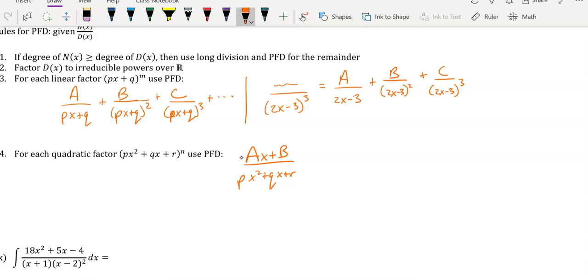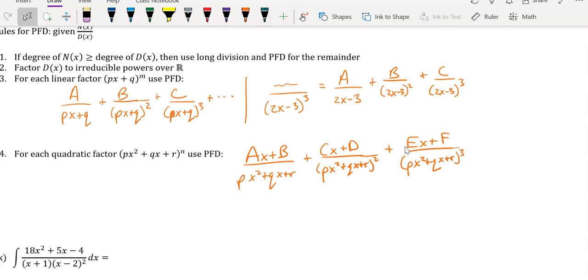Then if I had more than one quadratic, or a quadratic factor raised to a higher power, I would need to repeat the process I did up above. So I would have plus another linear expression, cx plus d over the quantity px squared plus qx plus r squared, plus ex plus f over px squared plus qx plus r cubed, etc., for however many times the factor px squared plus qx plus r showed up.